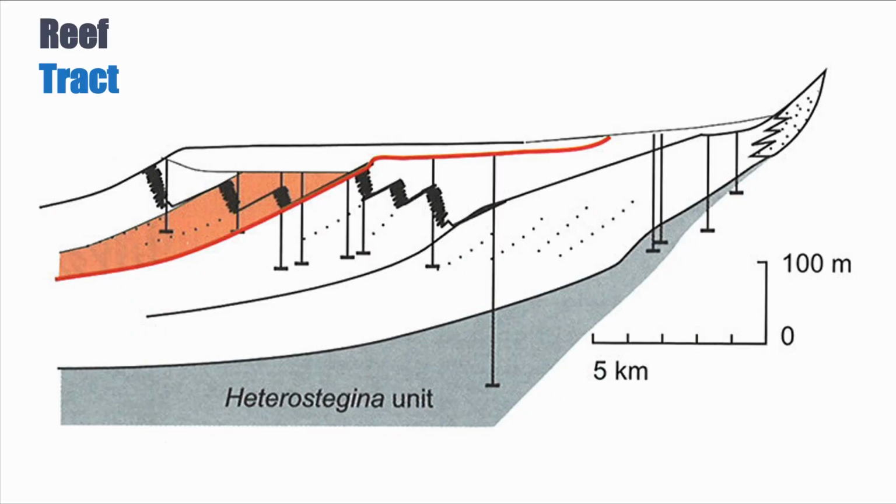And that can be seen not just in the Bahamas, but also in other reef tracts. So here's an example from Mallorca, and you can see exactly the same type of pattern here, where essentially we have a highstand reef followed by a narrower lowstand reef, and then another highstand reef. So this is very characteristic for carbonate systems.